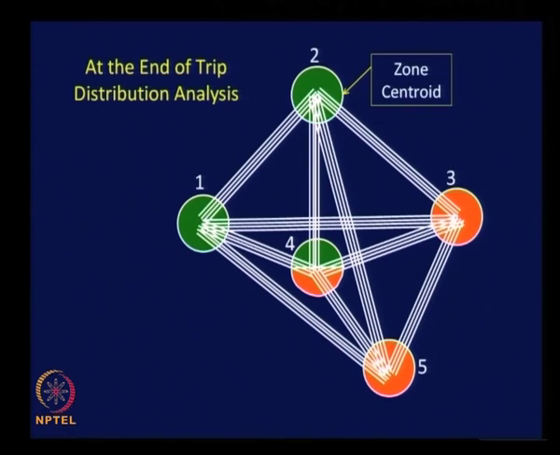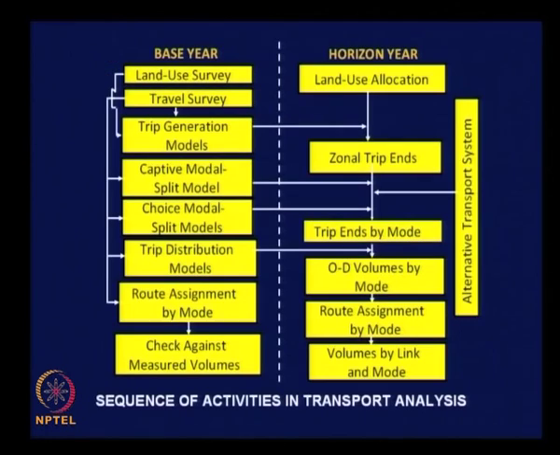Clear? Now let us go back to our original master flow chart, flow diagram depicting the different steps involved in the transportation planning process. I hope all of you recollect this flow chart. Where are we now? We are now here, route assignment by mode. After completing trip generation, modal split, and trip distribution, we are in this step, which is the 4th and final step in the analytical phase of the transportation planning process.